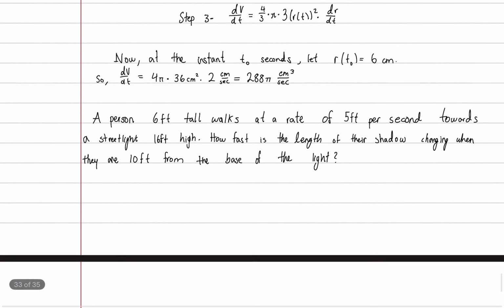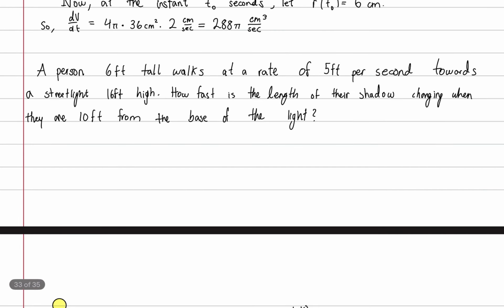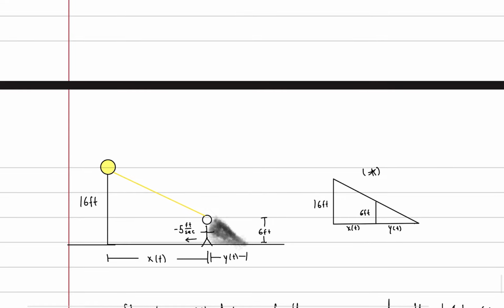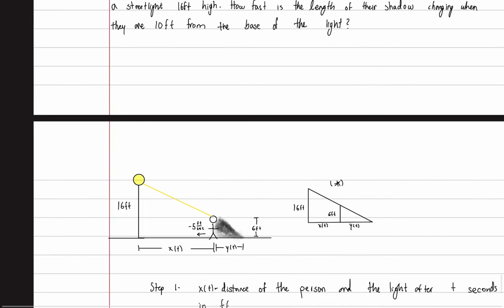Now, this next problem is rather interesting. A person who's 6 feet tall walks at a rate of 5 feet per second toward a street light, and that street light is 16 feet high. How fast is the length of their shadow changing when they're 10 feet from the base of the light? Okay, there's a lot to digest, but first we'll try to make a diagram. So we have a street light, we have a man or a woman, I don't know, walking toward the street light, and we have their shadow shown on the right, and a light hitting them.